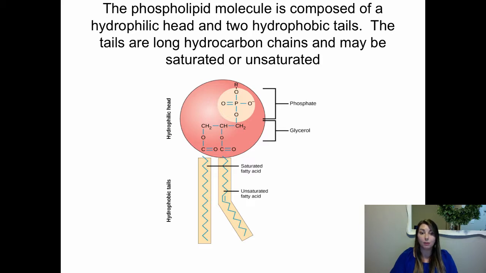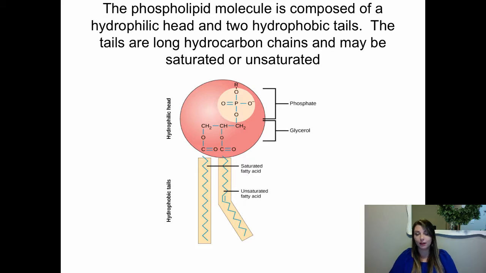Remember, saturated means that there are no carbon-carbon double bonds, so we have a greater saturation of hydrogens, and these molecules have straight tails, and they tend to sit on each other, and they're going to be solid at room temperature. Our unsaturated fatty acids are going to have carbon-to-carbon double bonds.